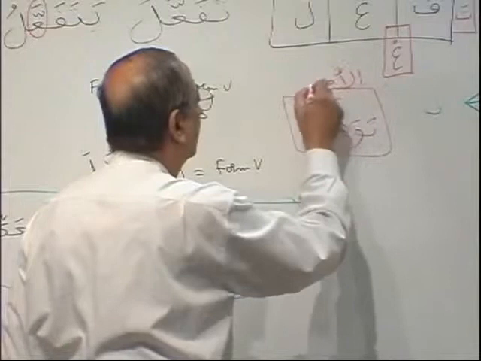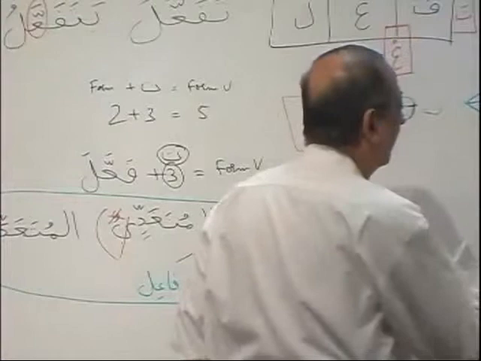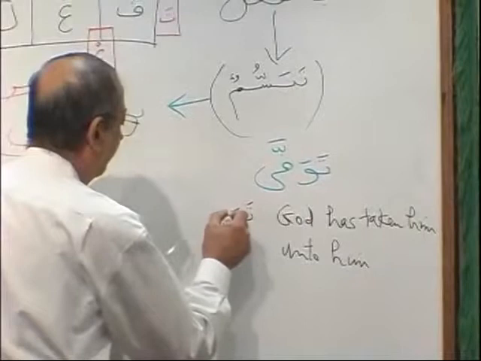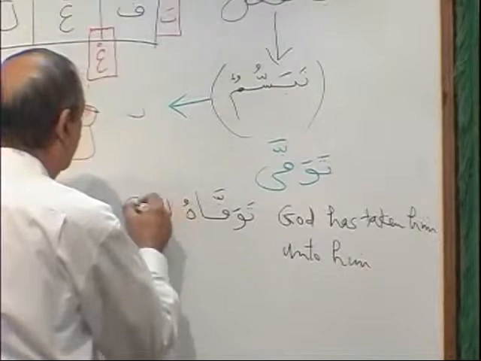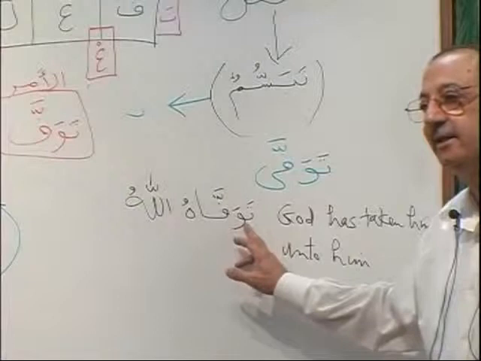Tawaffa. Okay, brother? So normally we say, tawaffa. Look at the way I'm writing, brother. Tawaffahu Allahu. What is the meaning of it? Tawaffahu Allahu. Where is the verb? Tawaffa. Who is doing what here? Mafulun bihi. And what is Allahu? Fa'il. Allah has taken him unto him.